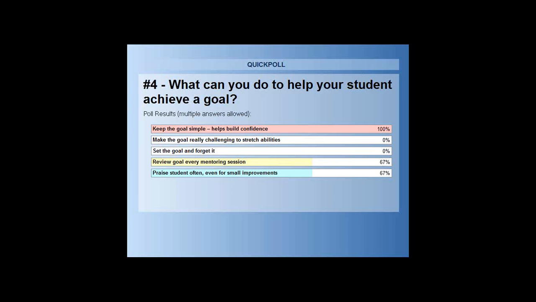And it's really, really important to praise the student often, even for the smallest improvements, because that helps build their confidence and it helps keep them excited to work on their goals and to be comfortable with you in the mentoring relationship. If you're helping to build their confidence, they're going to trust you more and more, and you're going to see even better outcomes when you have that level of relationship with your students.